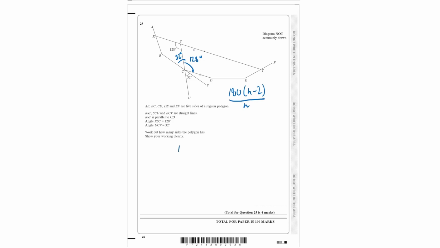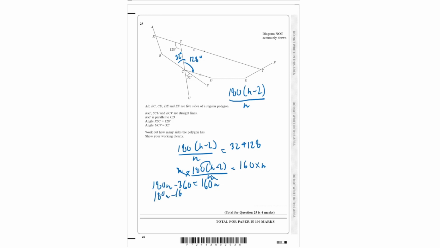So that means 180 times n minus 2, divided by n, is equal to 32 plus 128, which is 160. I can multiply by n on both sides to cancel out the n. Then I can multiply further. 180 times n is 180n. 180 times negative 2 is negative 360, which is equal to 160n. We can then bring them to their proper sides. 180n minus 160n is equal to 360. 180 minus 160 is 20n, which is equal to 360, which we then divide by 20 to find what n is. So 36 divided by 2 is 18. So there are 18 sides to this polygon.